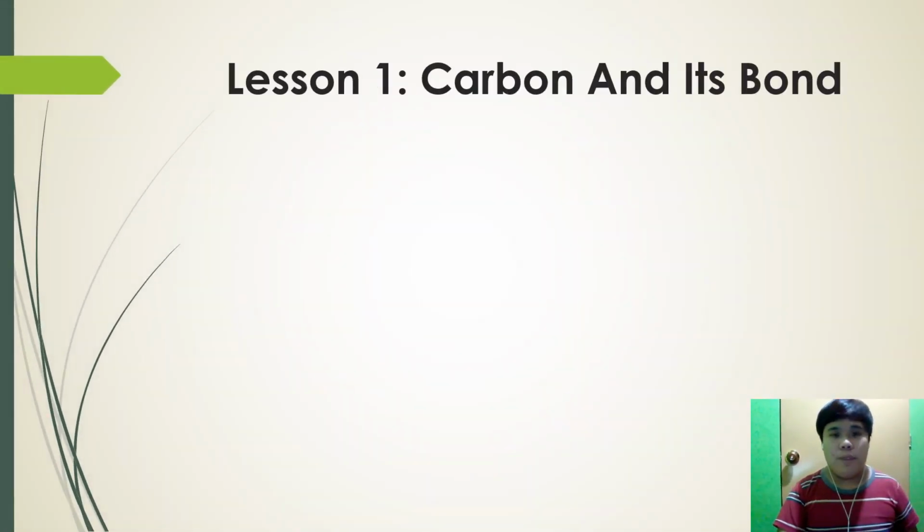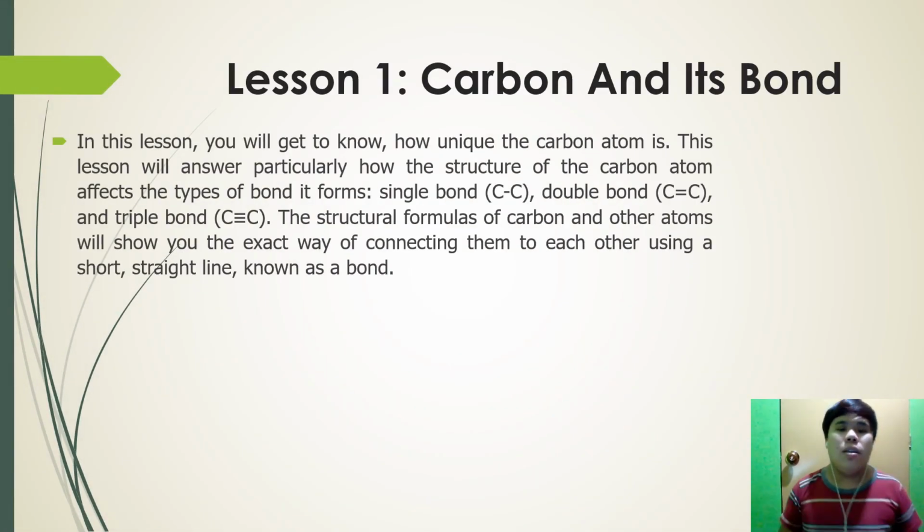Lesson 1, carbon and its bond. In this lesson, you will know how unique the carbon atom is, and you will also know the different types of bonds that a carbon can form. First, we have the single bond characterized by one line. Then double bond, two lines. And then triple bond, three lines.